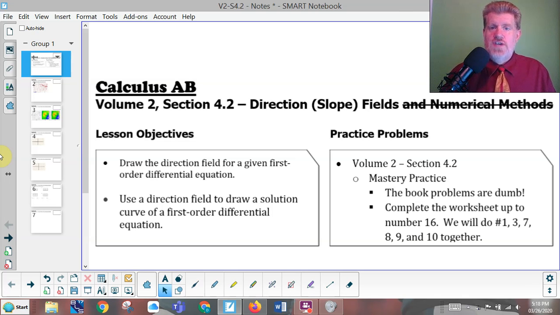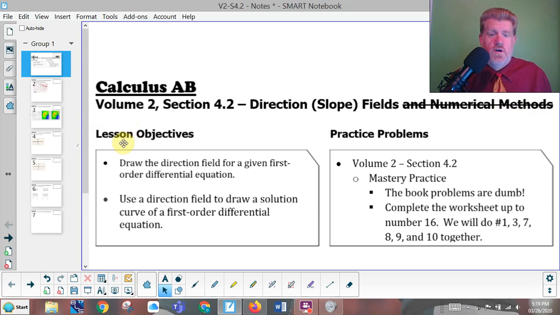This is our second lesson out of the 4 we need to do, and it is called direction fields, or I actually call them slope fields. There's a subtle difference between the two, and I'll tell you what they are. Also note numerical methods. There's a method called Euler's method that's used to approximate these answers that we're not going to bother with.